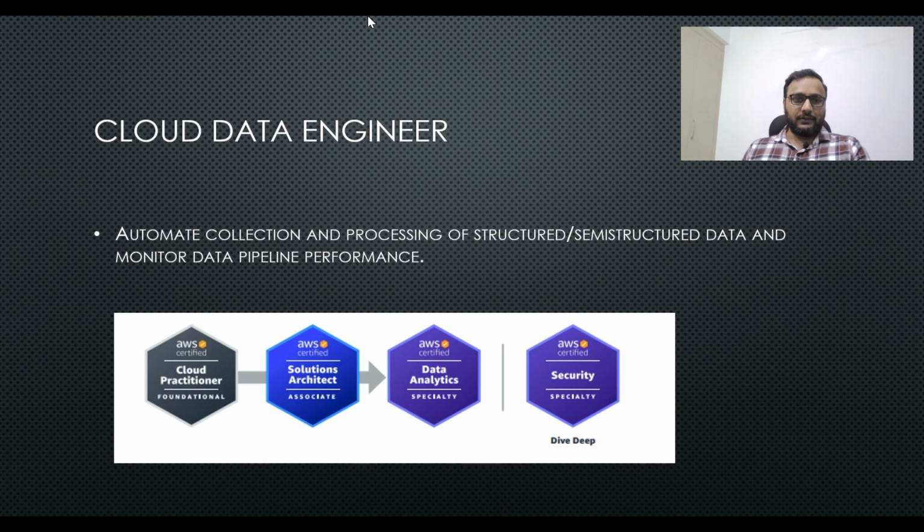So for that, the practitioner exam is there. We can do the solution architect associate. Then after that, we can move to the data analytics specialty exam. And for security purposes, if you want to go into a deep dive, then for that we can also do the security specialty exam.